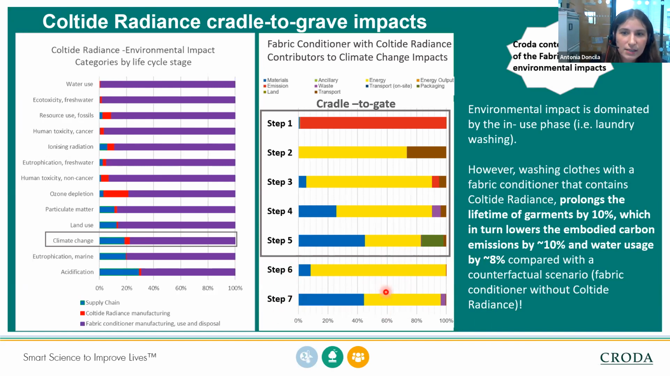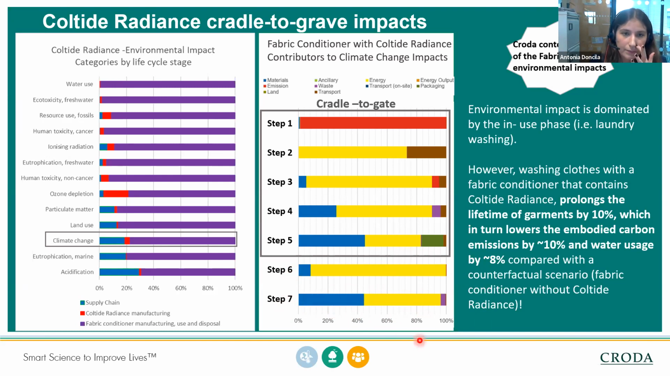And here you can see this is mostly caused by the energy used in the manufacture of fabric conditioner and in the washing of clothes, as shown by the yellow bars. And then this is followed by the detergent and the water used during a wash cycle. So the materials, as shown by the blue bars.